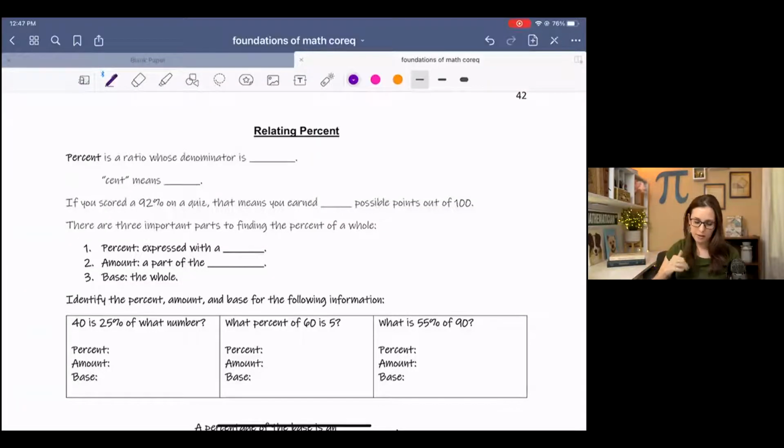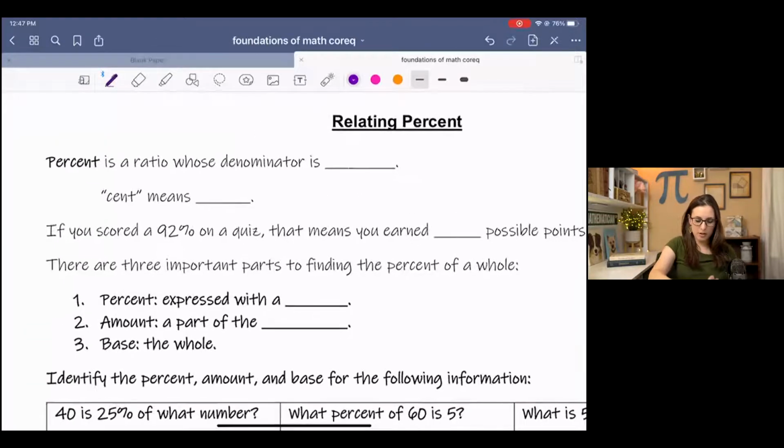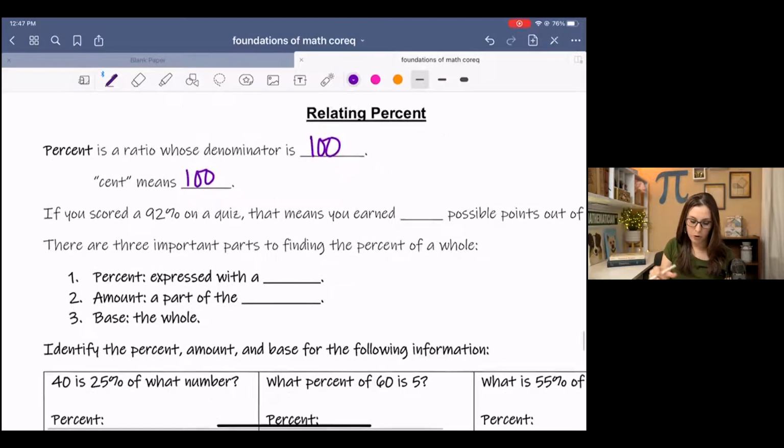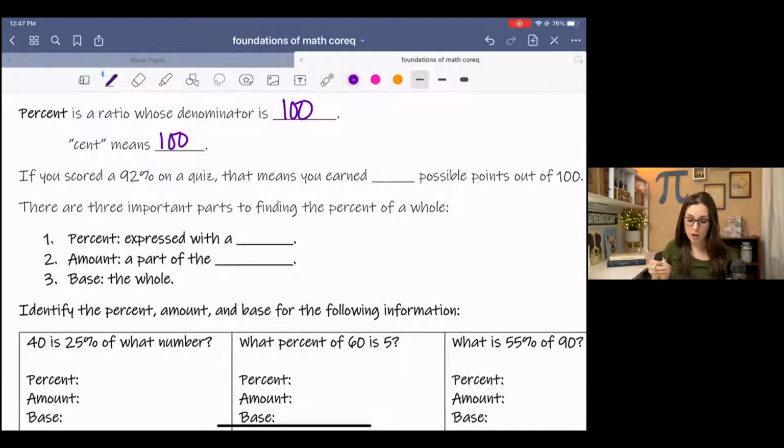Recall from a previous lesson that percent means per 100. Cent comes from the word centennial, century, 100, and it's a ratio whose denominator is 100. If you scored a 92% on a quiz, that means that you earned 92 points out of 100 points. Maybe your teacher grades a 6 out of 8 or a 7 out of 8, and she converts that to percent. That's converting it to a ratio, a value where 100 is in the denominator.